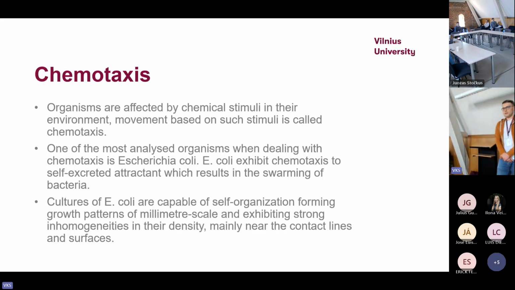So let's begin by defining a few key terms, starting off with chemotaxis. Organisms are constantly affected by chemical stimuli in their environment, whether by pulling them towards them or pushing them away. Such movement is called chemotaxis. And the organism of interest for this paper is the E. coli bacteria. To be more specific, the E. coli exhibit chemotaxis to self-excreted attractant, which results in the swarming of bacteria.